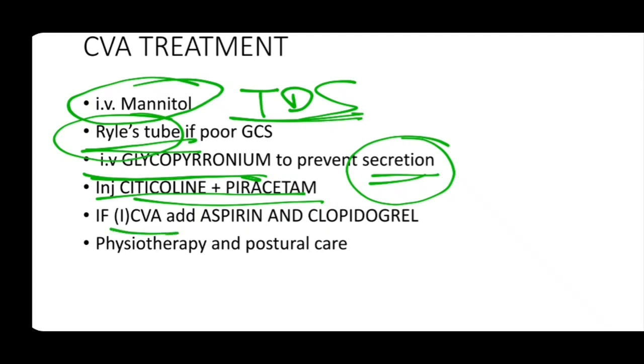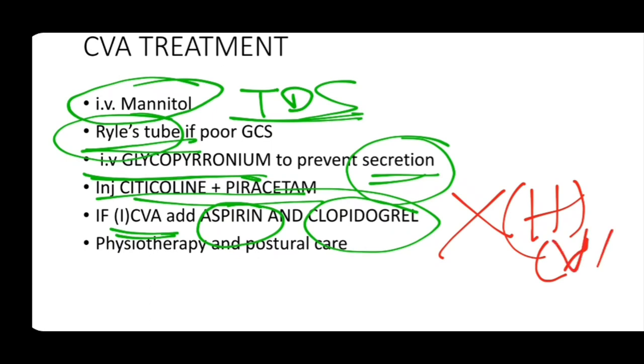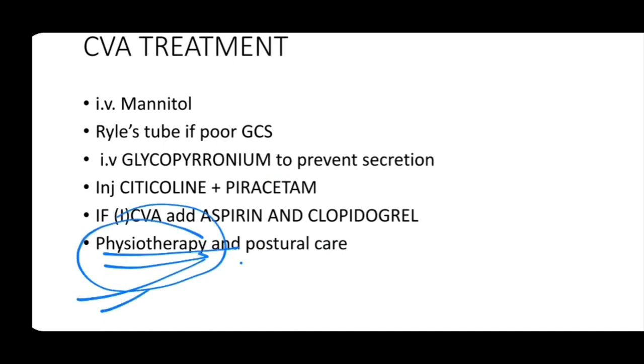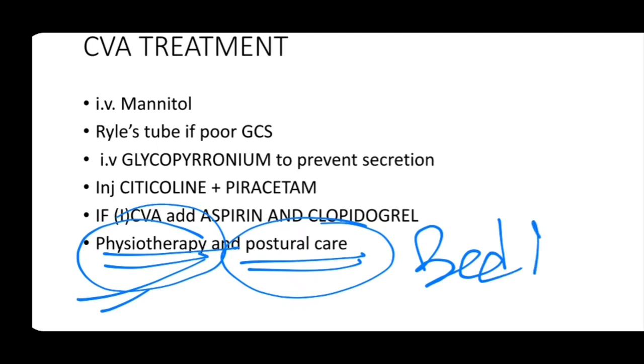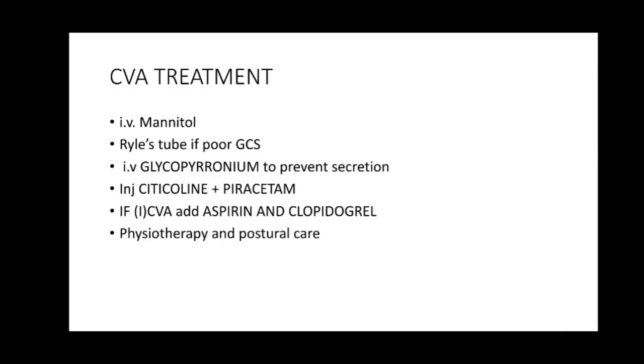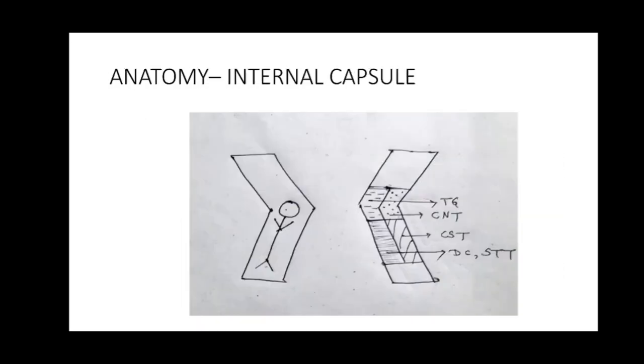Okay. Now, if there is ischemic CVA, you will add aspirin and clopidogrel. In case of hemorrhagic CVA, these are contraindicated. Don't use this in case of hemorrhagic CVA. Now, the most important thing there is physiotherapy. Physiotherapy is very much important for the rehabilitation of the patient and postural care to prevent bed sore. Bed sore is a very much dreaded complication for the patients. Okay. I think I have discussed all the aspects of CVA, and I will go back to the slides.